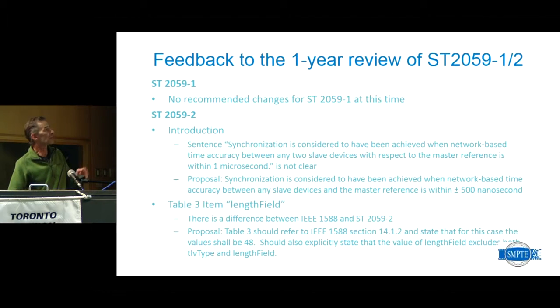So we have some feedback for the standard. There's a one-year review in every new SMPTE standard, and that's coming up for 2059. So we're going to clarify some language. We're going to clarify the length field.